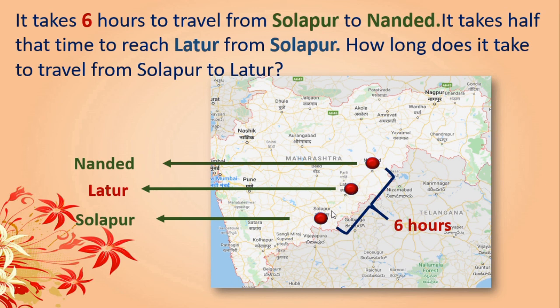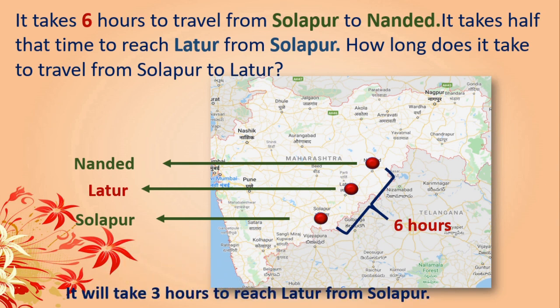So half of that is nothing but how much? Yes, very good. This is 3 hours. From Solapur to Latur 3 hours. From Latur to Nanded 3 hours. That became 6 hours, isn't it? So what is our answer? It will take 3 hours to reach Latur from Solapur. See, from Solapur to Latur, it takes only 3 hours. Right?